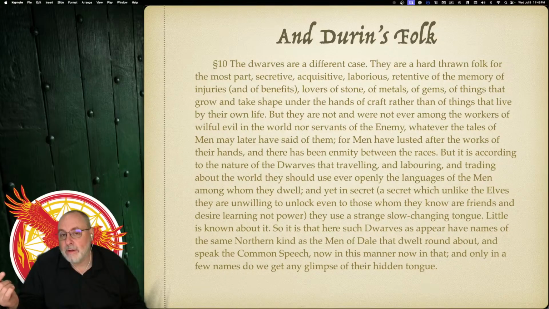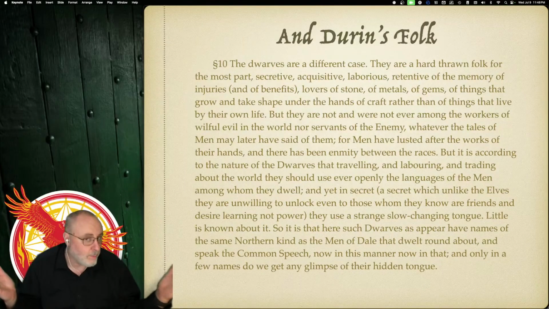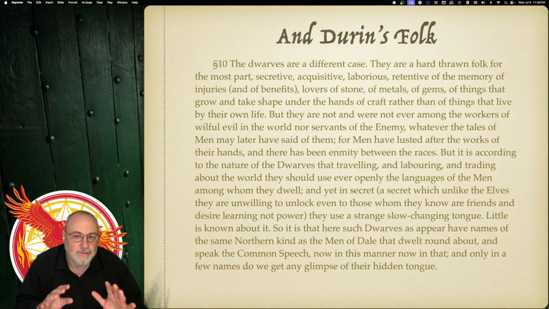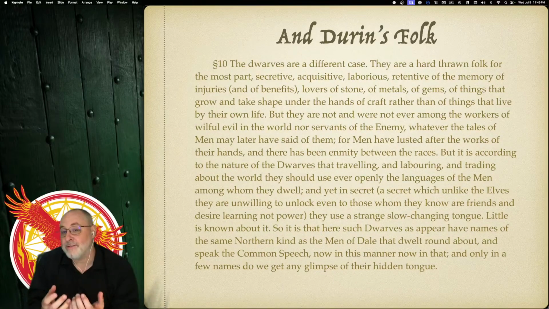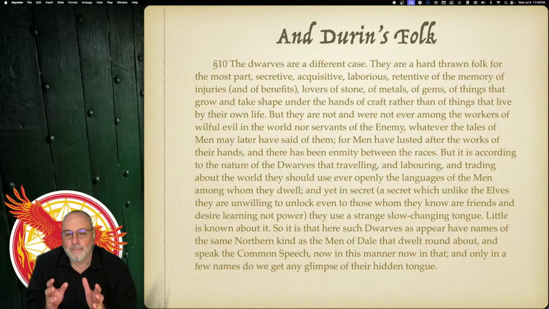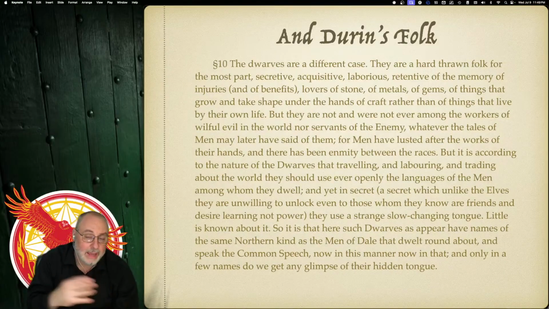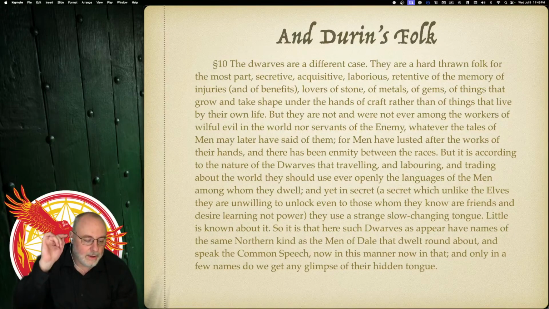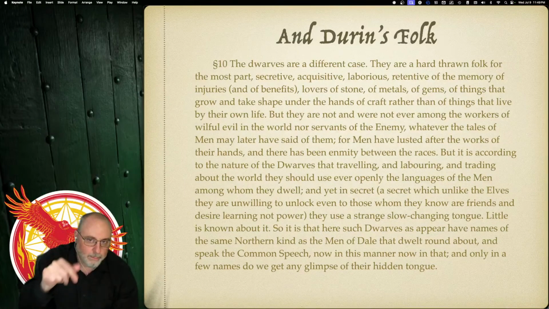Arthur, as you said, in The Hobbit, he alludes to the fact that people have negative assumptions about dwarves. Dwarves are not heroes. Remember that? But that stuff, he says, is totally unfair. This paragraph sits squarely in Dwarves 4.0. The dwarves are a noble people, lovers of stone, of metals, of gems, of things that grow and take shape under the hands of craft, rather than of things that live by their own life. So cool. He's building them up and saying anything that you've heard anyone, like as it might be me, say anything negative about dwarves, forget it. Forget it. And any negative things people said about dwarves were all maliciously motivated.